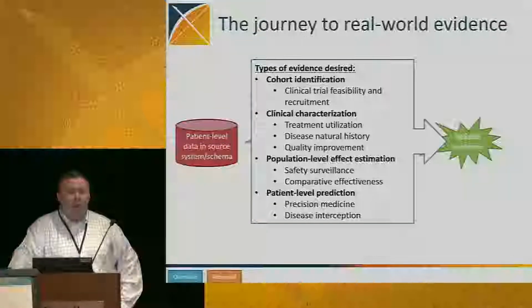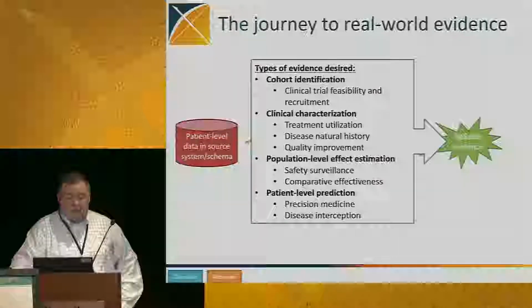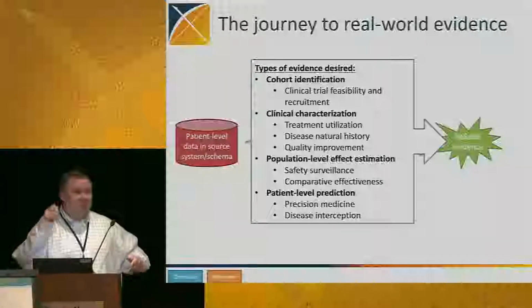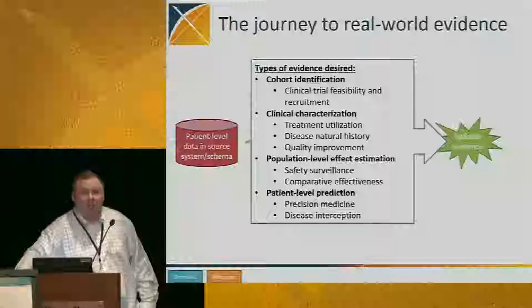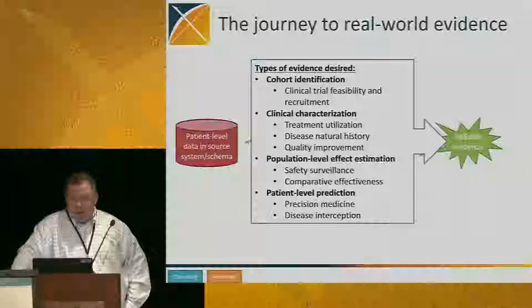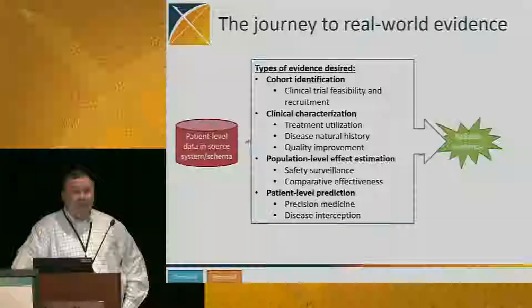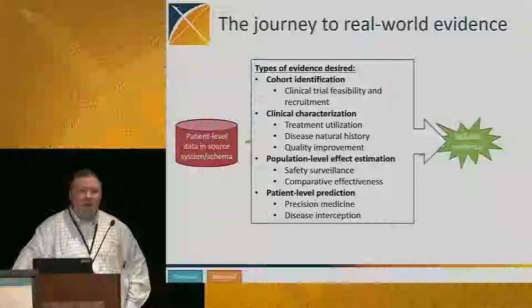And from that, within the OHDSI community, we really have had a lot of focus on three main analytic use cases. The first being clinical characterization. Think about this as descriptive summary statistics. We want to be interested in treatment utilization. Who takes what medical interventions in what order? We want to think about disease natural history. So who are the people that have a disease, and what do they look like before they got the disease? What do they look like as they're being treated for their disease, and what do they look like as the disease progresses?